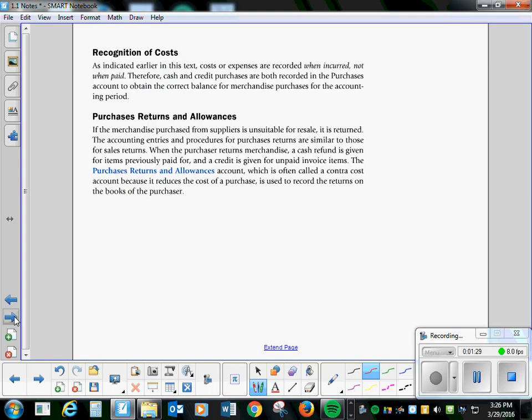As indicated earlier in the text, costs or expenses are recorded when incurred, not when paid. Therefore, cash and credit purchases are both recorded in the purchases account to obtain the correct balance for merchandise purchases. If the merchandise purchased from suppliers is unsuitable for resale, it is returned. The accounting entries and procedures for purchases returned are similar to those for sales returns. When the purchaser returns merchandise, a cash refund is given for items previously paid for, and credit is given for unpaid invoice items. The purchases, returns, and allowances account is the account that you're going to use.